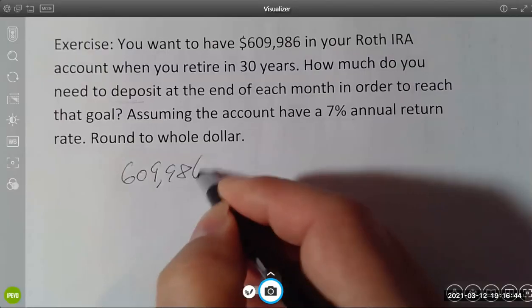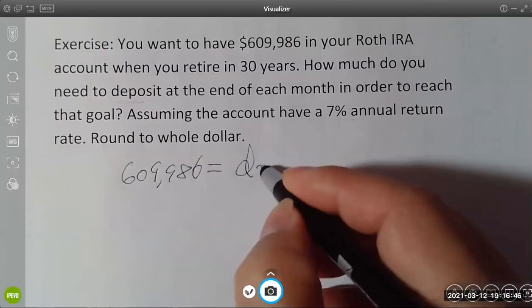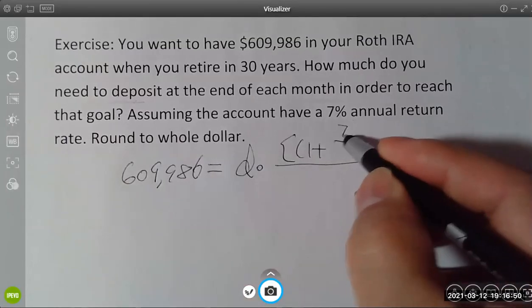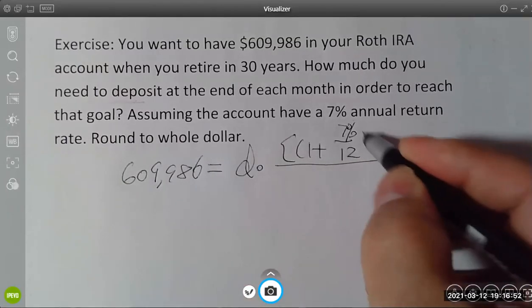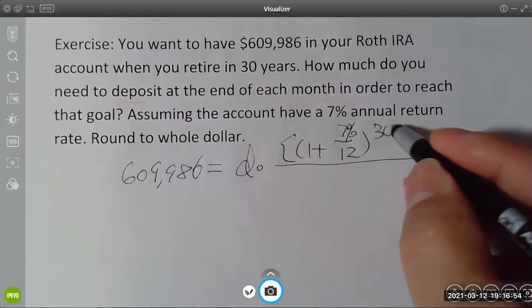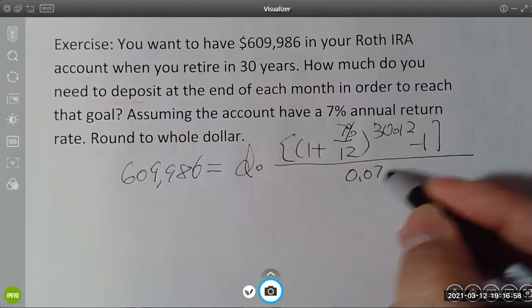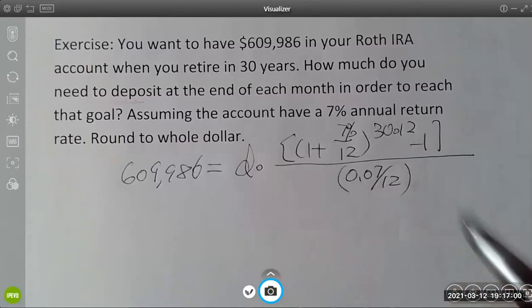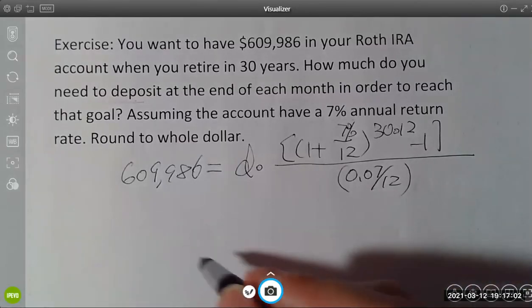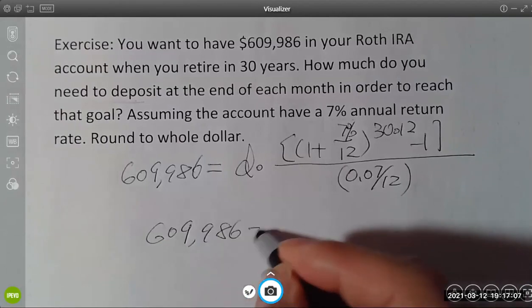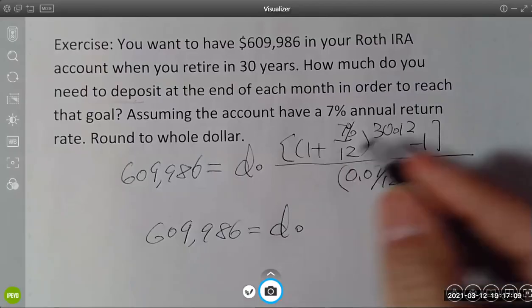609,986 equals D, that's what we are looking for, times (1 plus 7% over 12, because you deposit every month now) to the power of 30 years of time, minus 1, divided by 0.07 over 12. So let's do the calculation. 609,986 equals D times this number. Let's do that.